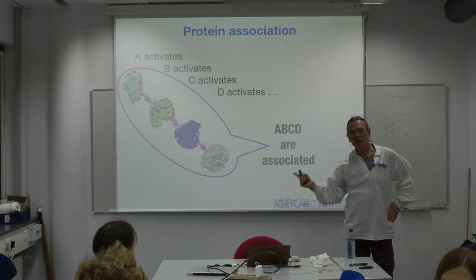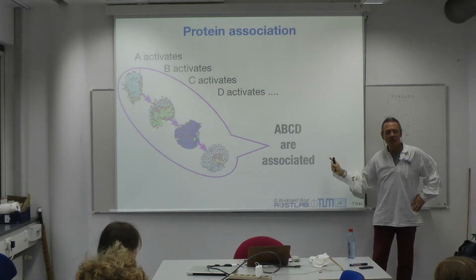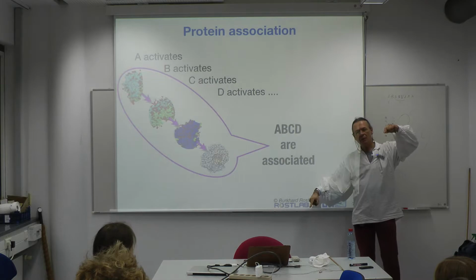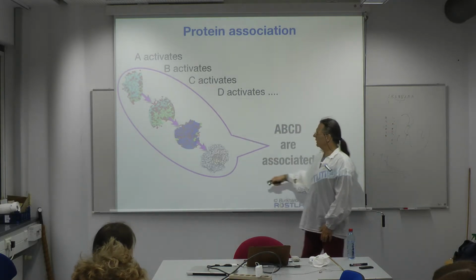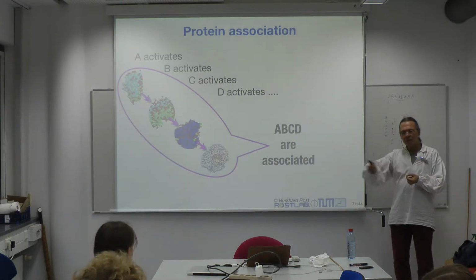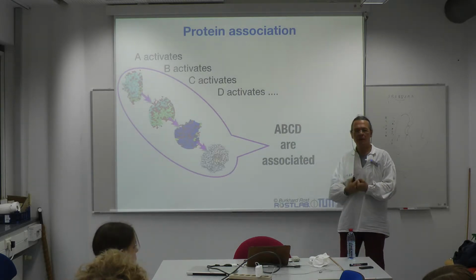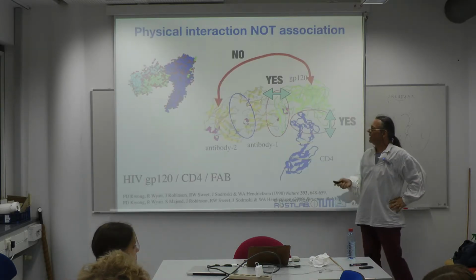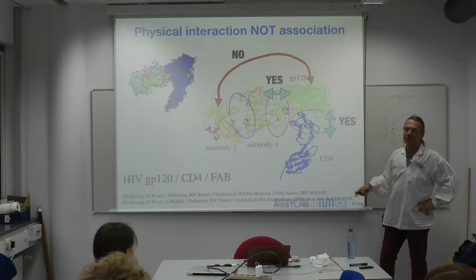When I have a situation such as this one, where A activates B, activates C, activates D, then what I'm talking about is associations. A and D in particular are associated because they're part of a pathway, part of a process, but they are not in physical connection, just as antibody 2 is not in connection with CD4.